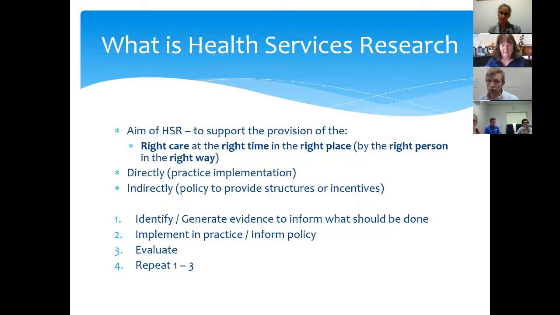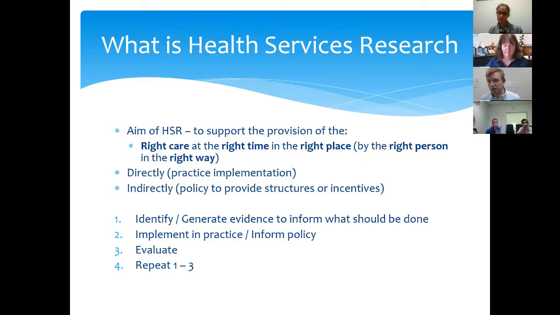And the two very broad ways in which we try and achieve or support that objective is directly through informing implementation of the right practice, but also more indirectly through informing health systems policy with the aim of putting the appropriate structures in place, but also incentives at an individual, clinician, patient level, but also at an institutional level as well. And so we'll talk about those two broad roles in this webinar today.